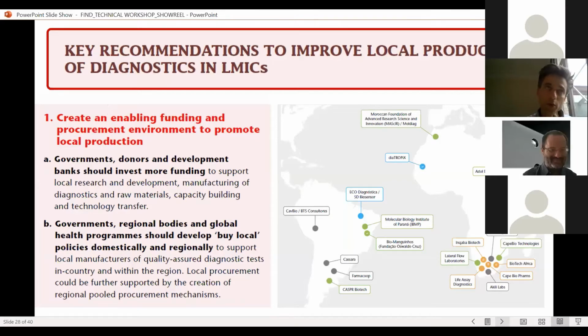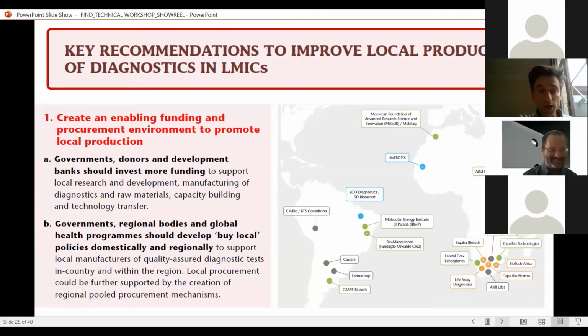A first bucket of recommendations is about creating an enabling environment. The first recommendation is that there should be enough investments in local production from governments, donors, and also development banks. It is important that, for governments, these investments don't only come from the health and the science and technology budget, but also from industrial budgets, which are typically much larger. The second recommendation is to develop buy local policies. It's all about trust in local products that are quality assured. It's also important to have sufficient local demand creation, and pooled procurement mechanisms can help to do that.